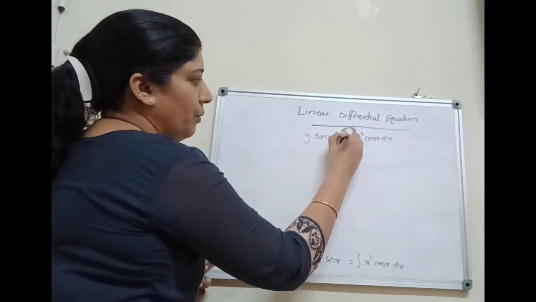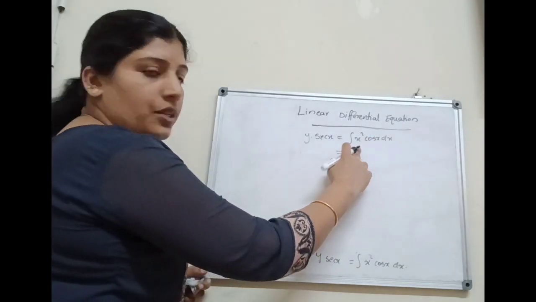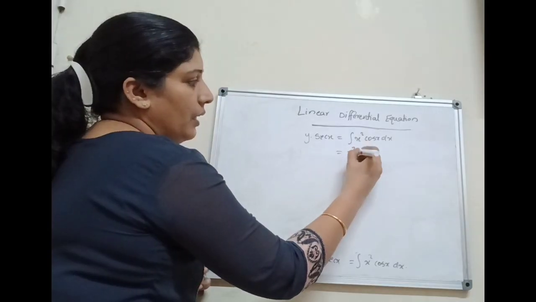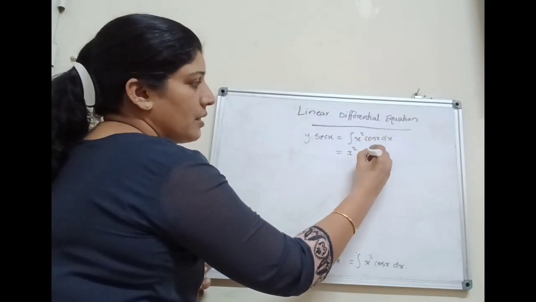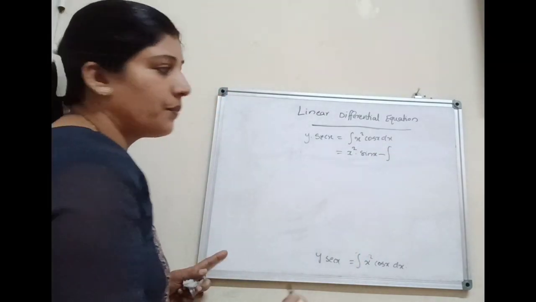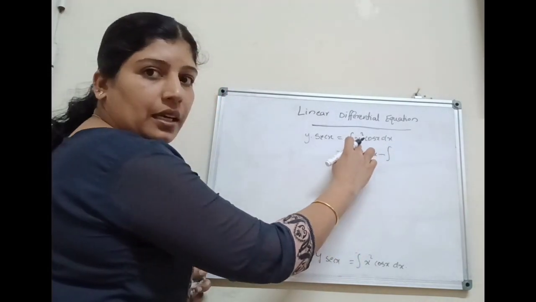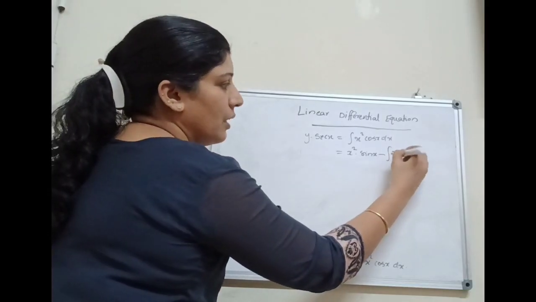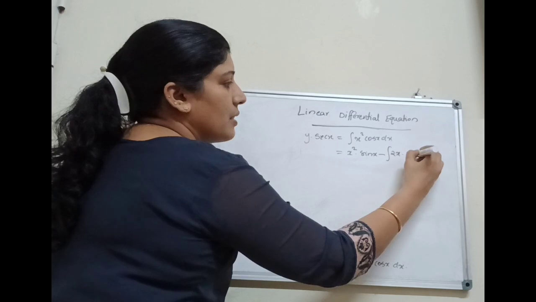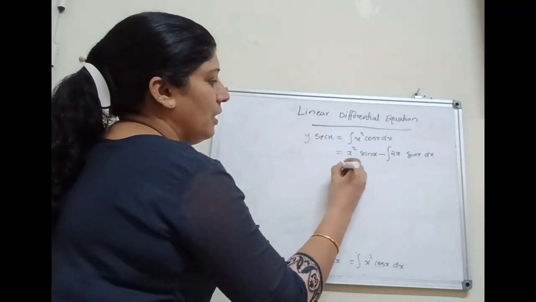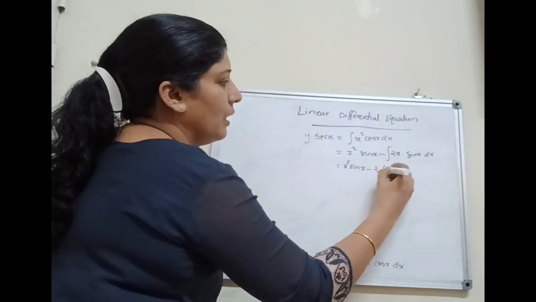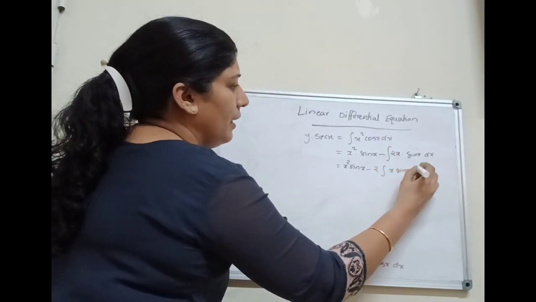Next, here we use integral of first function into second function. Here first function is x square. Therefore, first function into integral of second, integral of cos x is sin x, minus integral of d by dx of first function. Here d by dx of x square is 2x, into integral of second function, that is integral of cos x is sin x dx. It is equal to x square sin x minus 2 into integral x sin x dx.